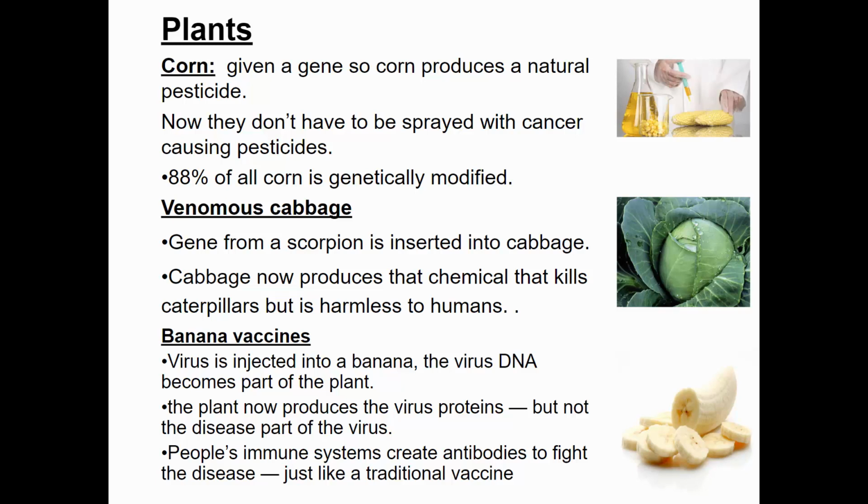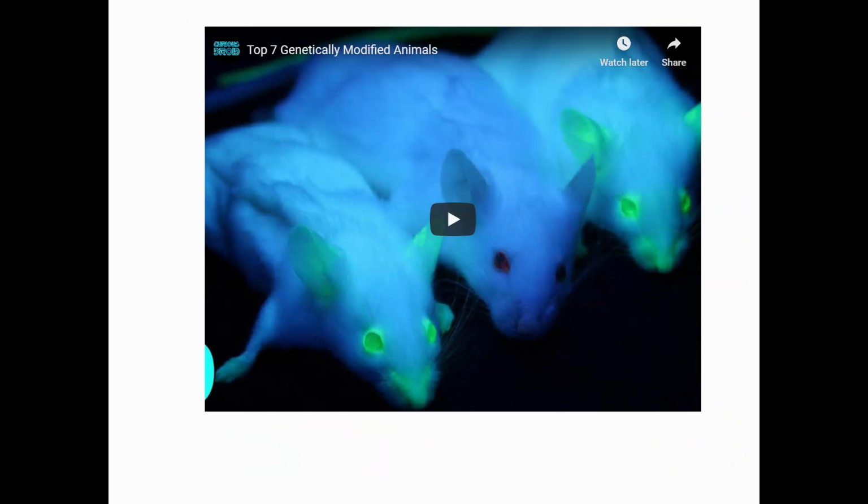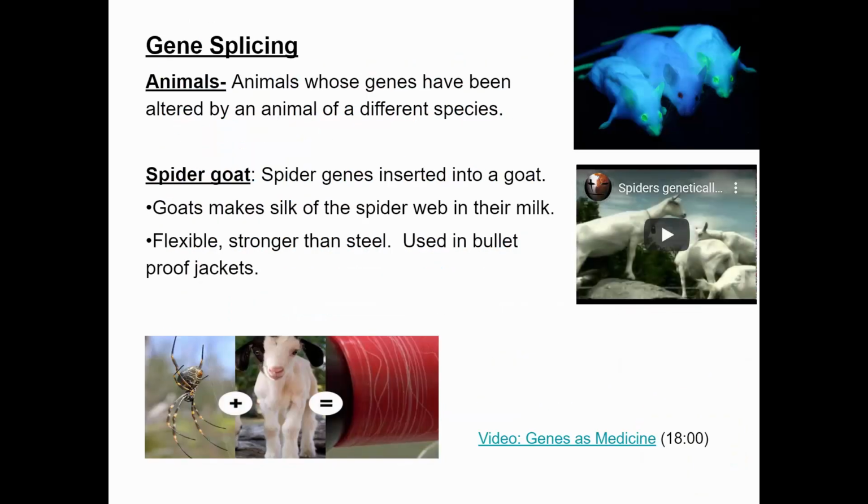This cabbage: scientists placed a gene from a scorpion into it that produces a chemical that kills caterpillars. Okay? And so caterpillars will no longer prey upon it, but this doesn't affect humans. Injecting DNA to produce a virus in a banana. These are all examples of genetically modifying organisms.